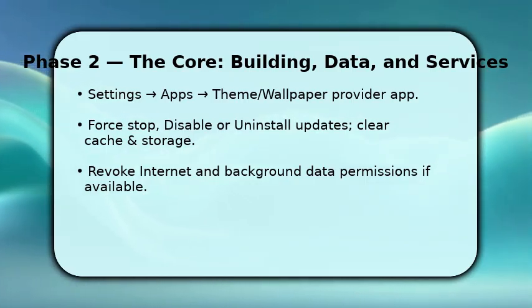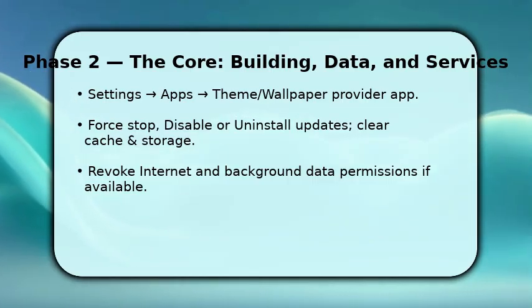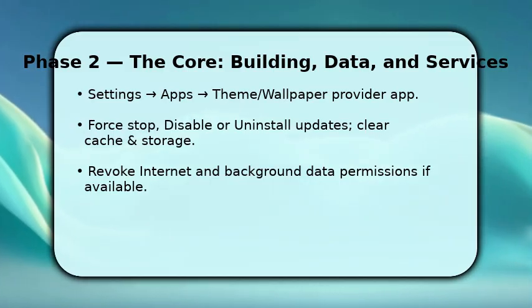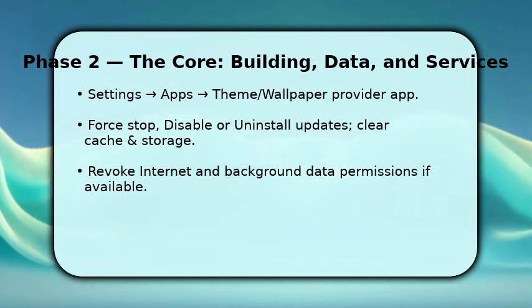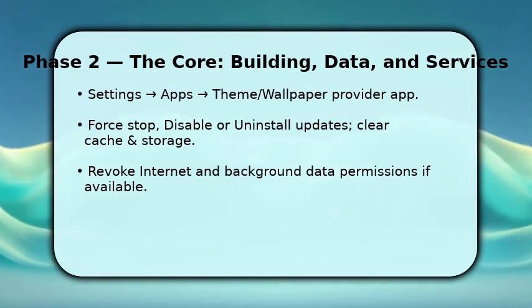Next, revoke internet access and background data for that app. Preventing network use stops fresh images from arriving. If the provider is a third-party app, uninstall it entirely. These steps prevent the service from restarting or re-downloading wallpapers.